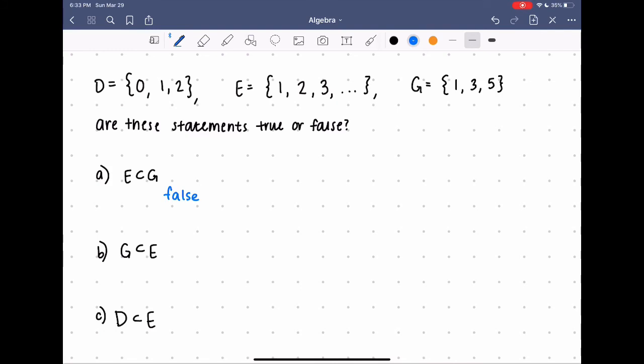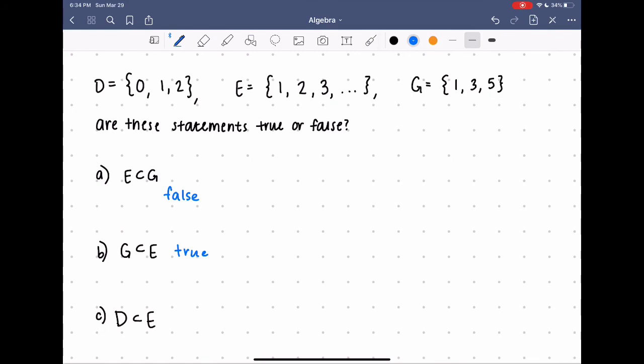B. Is G a subset of E? Well, let's think. This one contains 1, 3, and 5. E also contains 1 and 3, and I can assume that it also contains 5 because it looks like it's just going to contain every single counting number. So that would be true. All members of set G are also members of set E.